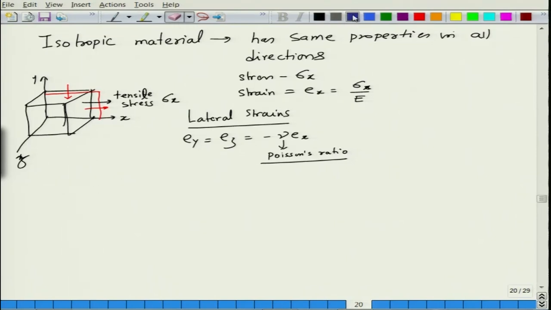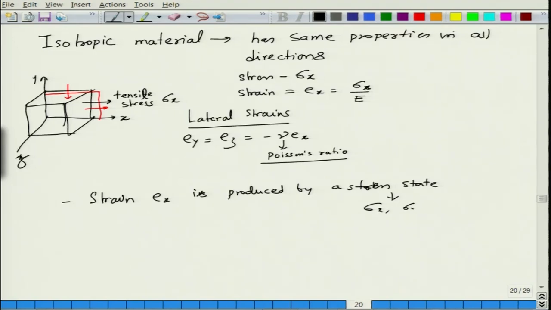All right. So, assume now that the strain Ex is produced by a stress state, and the stress state is defined by three components, sigma x, sigma y and sigma z. So, the contribution of sigma x is essentially Ex, which is equal to sigma x divided by E.